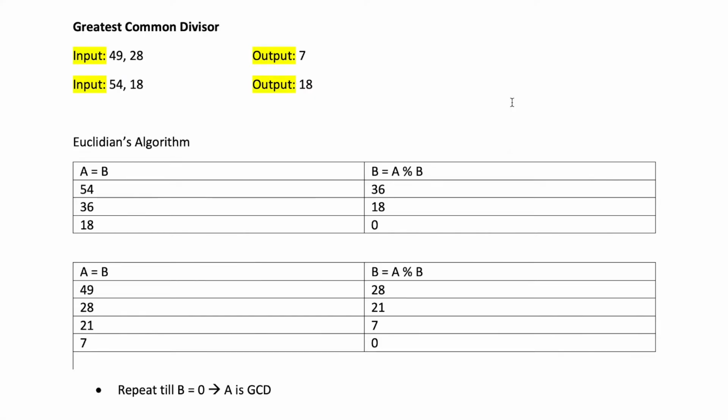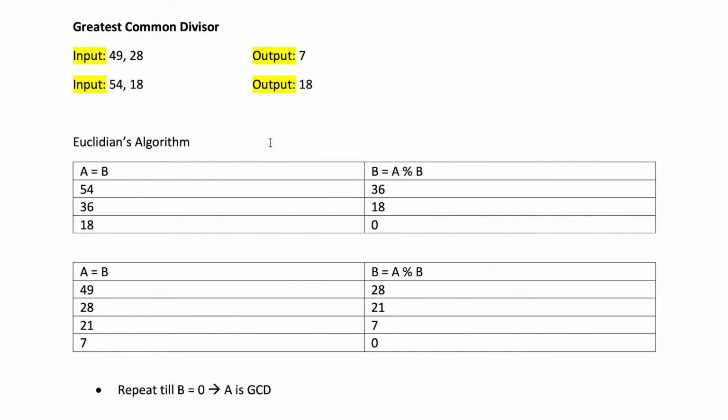A question that most companies ask in their first round of interviews is how to find the greatest common divisor between two numbers. For example, if you were inputted 49 and 28, you should be outputted 7 because 7 is the greatest common factor of those two numbers. And if you were inputted 54 and 18, you should be outputted 18 because once again, that is the greatest common divisor of those two numbers.